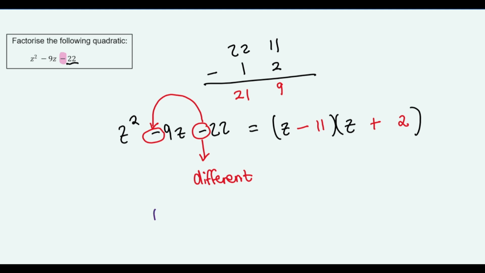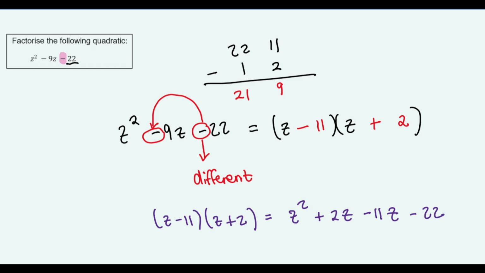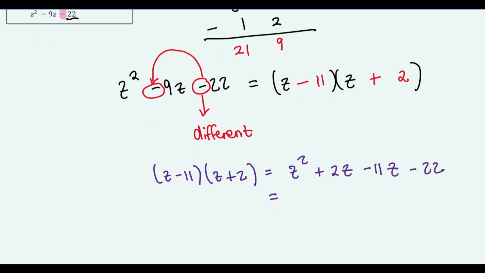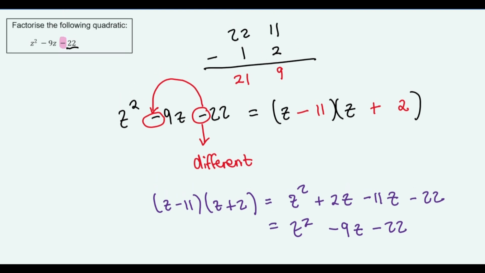Let's check if that works. z minus 11, z plus 2. We'll have z squared plus 2z minus 11z, and then minus 22. And what is 2z minus 11z? That is minus 9z. So there you have it.